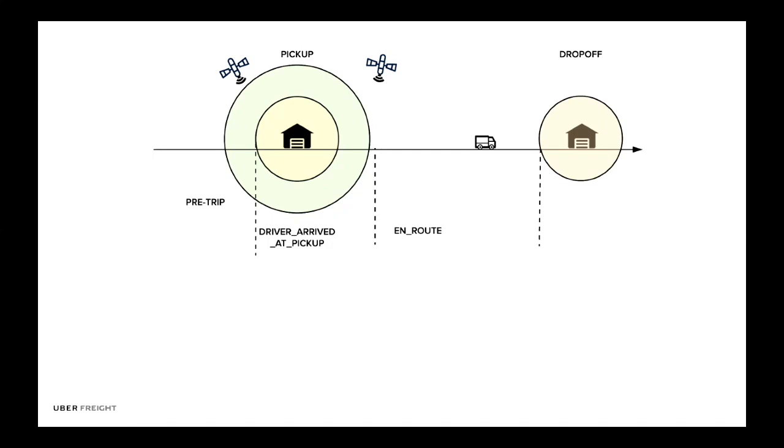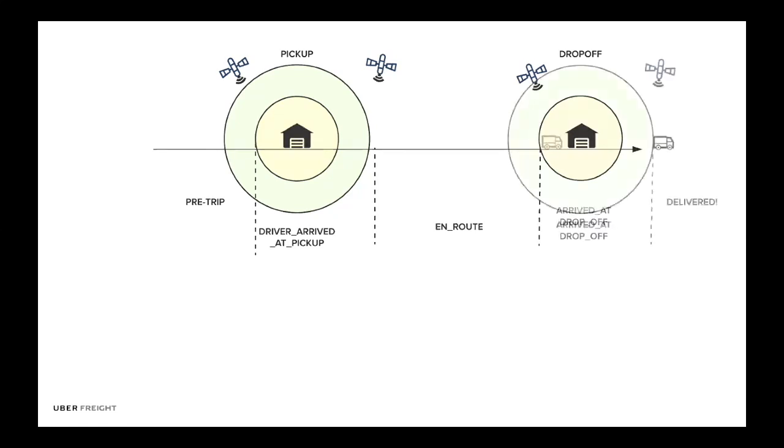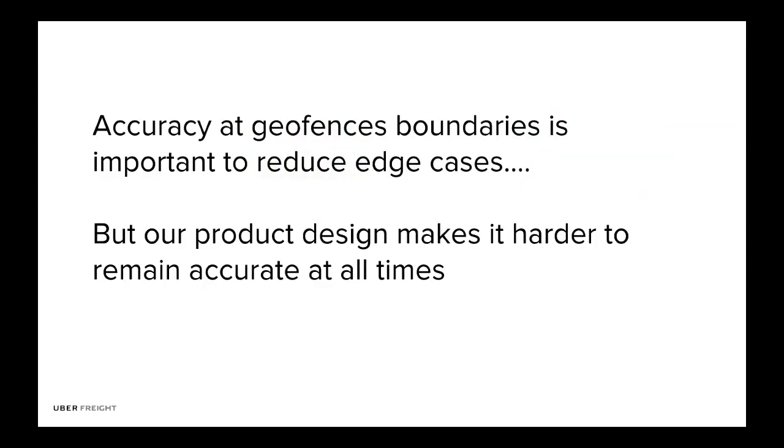But when things need to be accurate again is when the driver arrives at the drop-off facility. Here again, we need to be able to accurately record this enter event in order to record the time and move the trip to the next state. Then ultimately, the driver will exit this geofence, which will mark the load complete and delivered. As we have seen, accuracy is only relevant to boundaries of geofences.